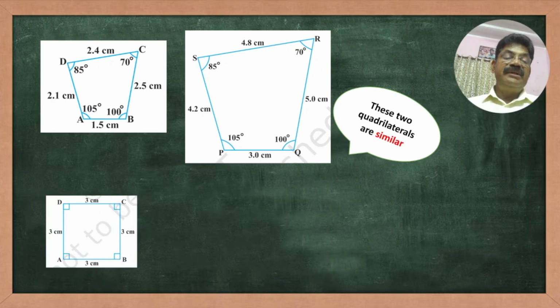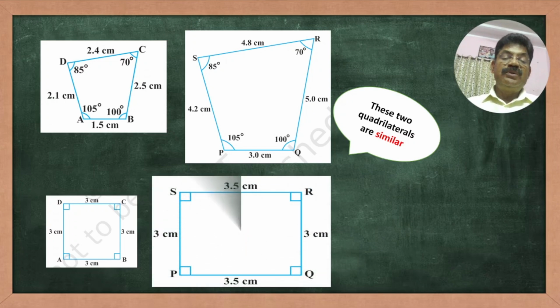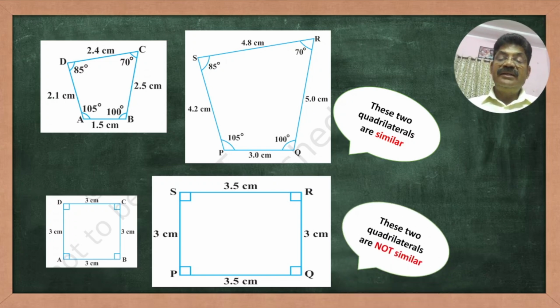Consider this figure ABCD, which is a quadrilateral. In fact, it is a square. So all the angles are 90 degrees and each side is equal to 3 centimeter. Now look at this figure PQRS. This is also a quadrilateral. All the angles are 90 degrees. Therefore, the corresponding angles are equal. But what about the sides? AB is 3 centimeter, PQ is 3.5 centimeter. BC is 3 centimeter, QR is also 3 centimeter. Therefore, definitely the sides are not in proportion. Therefore, these two quadrilaterals are not similar.